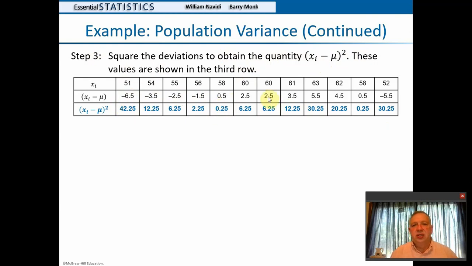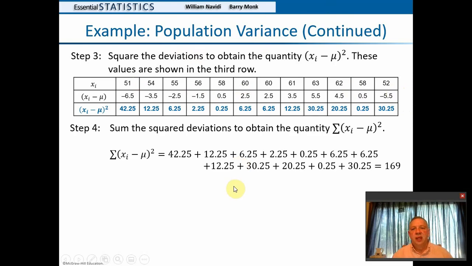Okay, so this is kind of a weighted measure. The farther you are from the mean, the bigger it makes it. And if you're very tightly centered around it, then it's going to be a very small number. So then I'm going to go through and add these up.